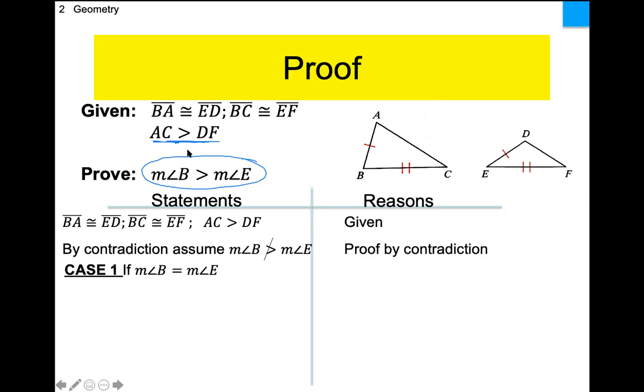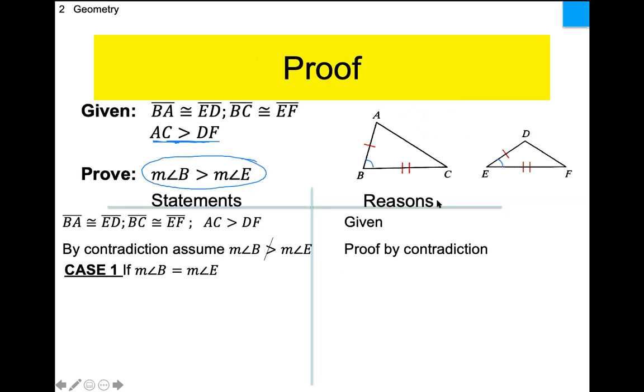Because remember, if we're trying to do a proof by contradiction, we take whatever the proof is and we negate it, and then we show that that's going to lead to some contradiction. If it's not equal, then it must be either less than or greater than. All right, let's see what happens if we make angle B equal to angle E. That means that they're congruent.